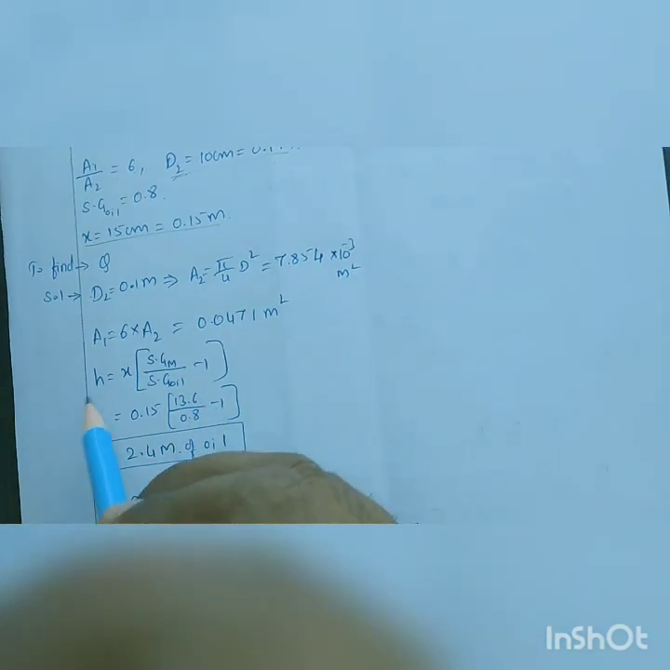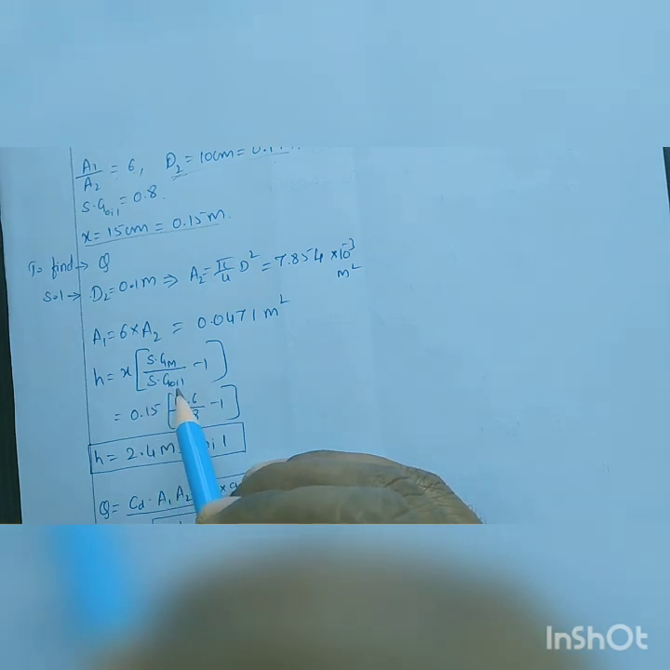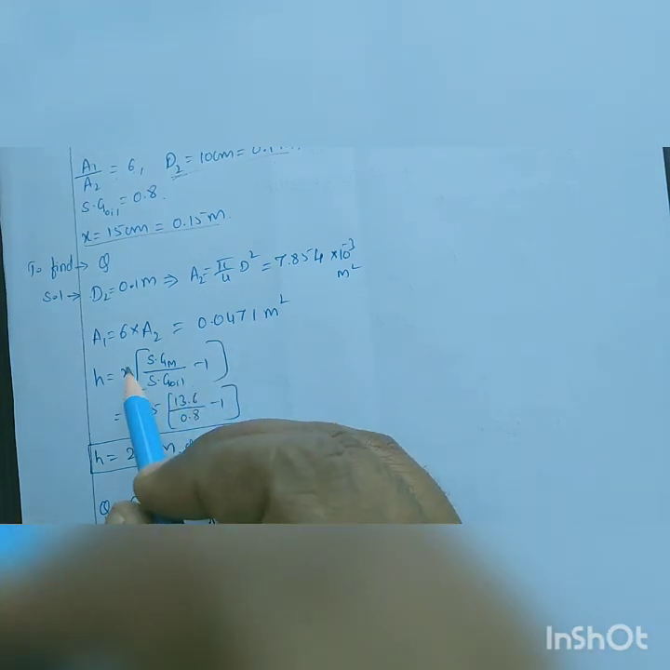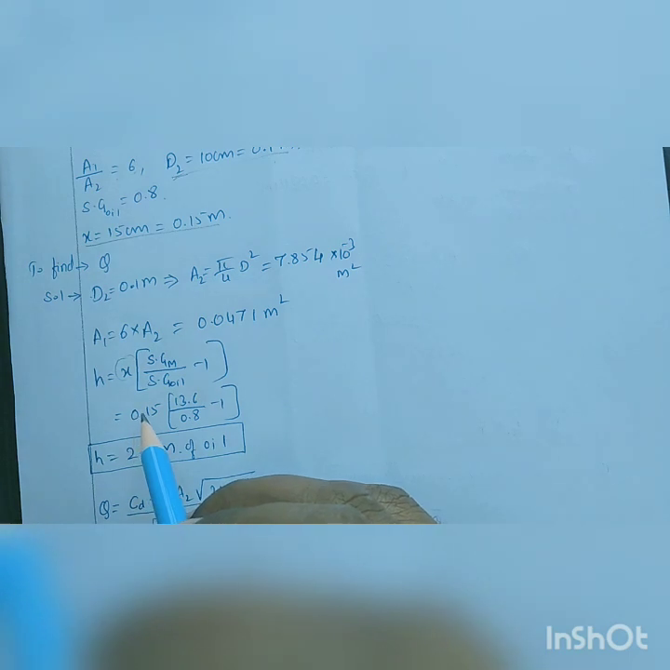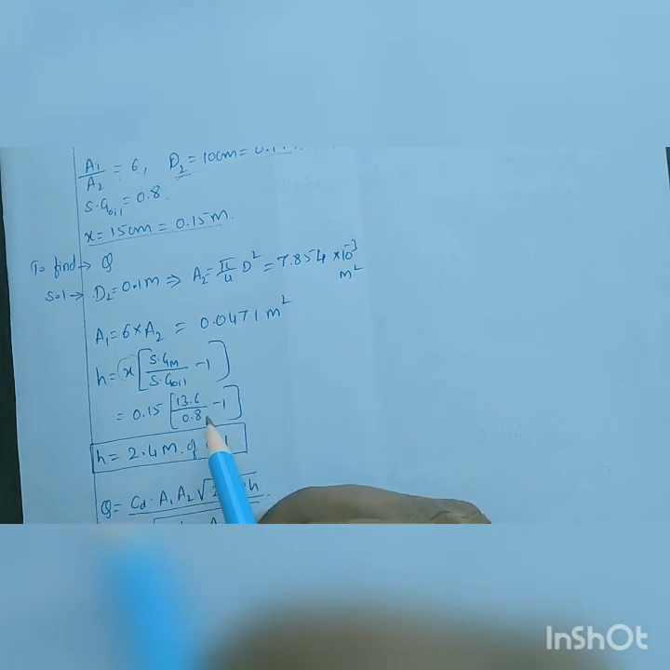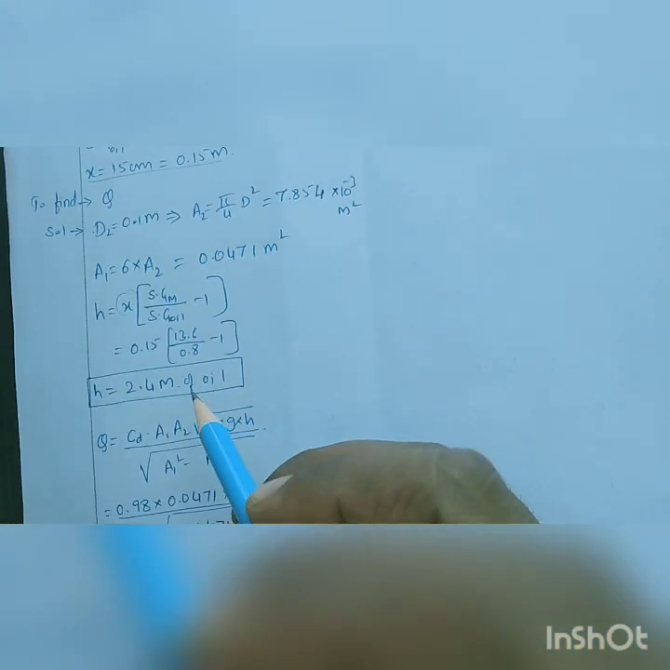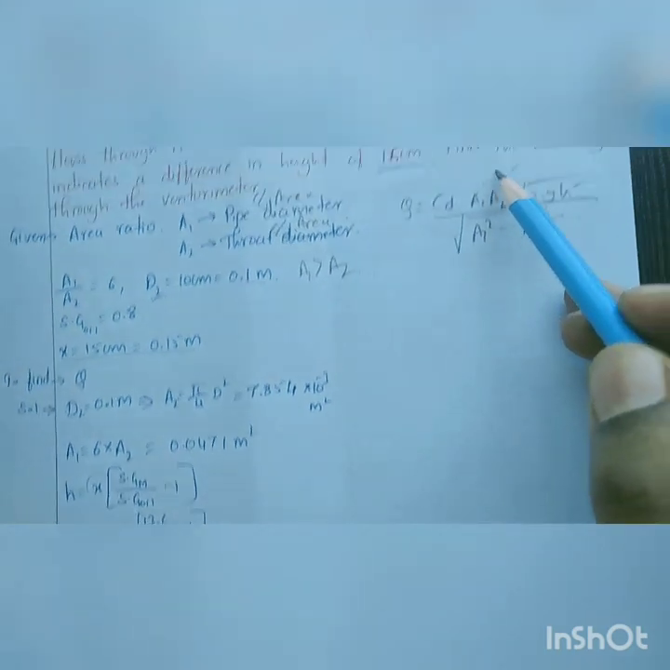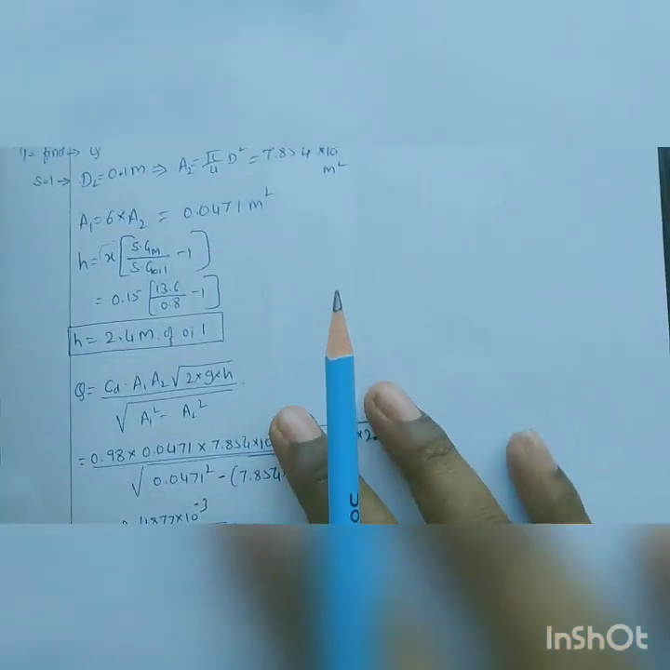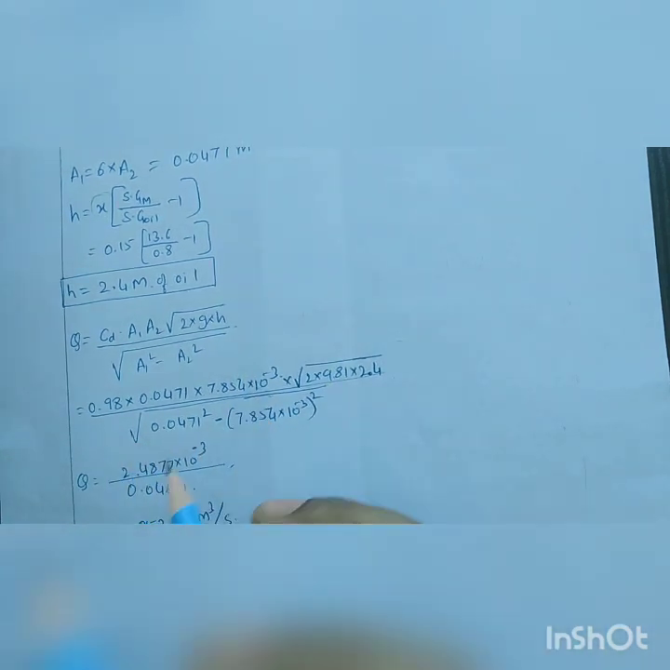So we know the expression. H is equal to x into specific gravity of mercury divided by specific gravity of oil, minus 1. So the difference x is 0.15, and the specific gravity of mercury is 13.6, and specific gravity of oil is given as 0.8. When you substitute, you will get the H as 2.4 meters of oil. So now you know A1, A2, H. Substitute, and it is pure mathematics. Substitute and get the answer.